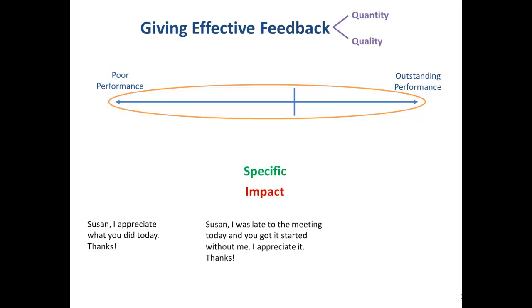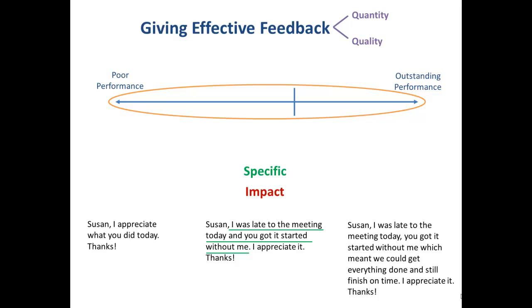So here's the second example. Susan, I was late to the meeting today and you got it started without me. I really appreciate it. Thanks. So in this case, the person who's giving the feedback did include the specific of what Susan did. So I was late to the meeting, Susan got it started without me. So Susan knows specifically what she did that I appreciate and that I'm thankful for. So that's better, but it's still not feedback, because in order for it to be feedback, it needs to have both the specific and describe the impact.